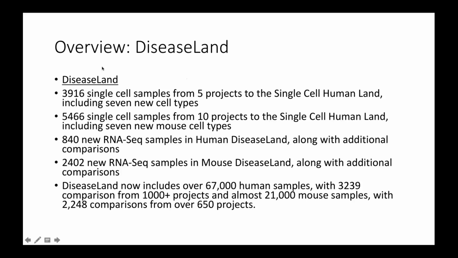The other thing that we've continued to do is add additional samples into our single-cell human land, as well as our single-cell mouse land. So you can see there's about 3,916 new single-cell samples in the human and over 5,000 in the mouse. And then finally, DiseaseLand itself now contains over 67,000 human samples with 3,200 different comparisons from 1,000 plus projects. So we're continuing to just add to each of these lands.